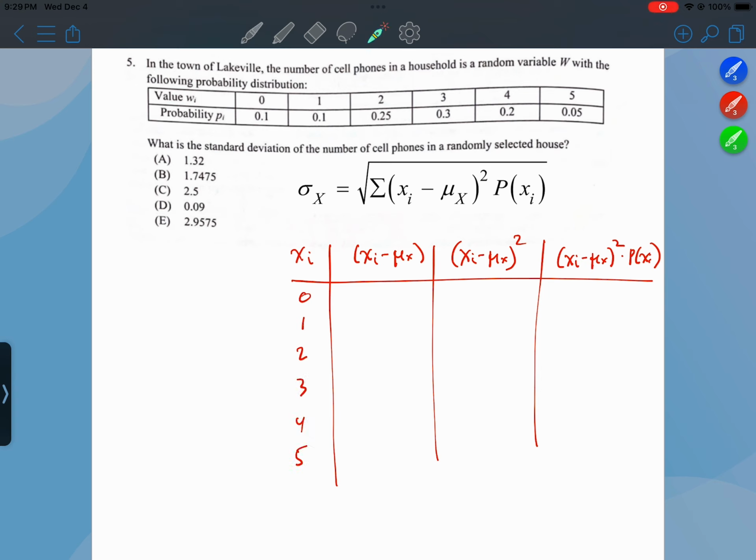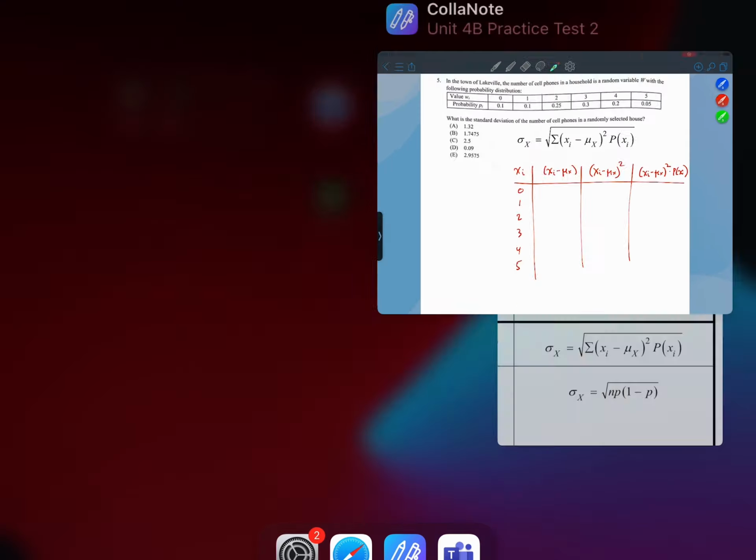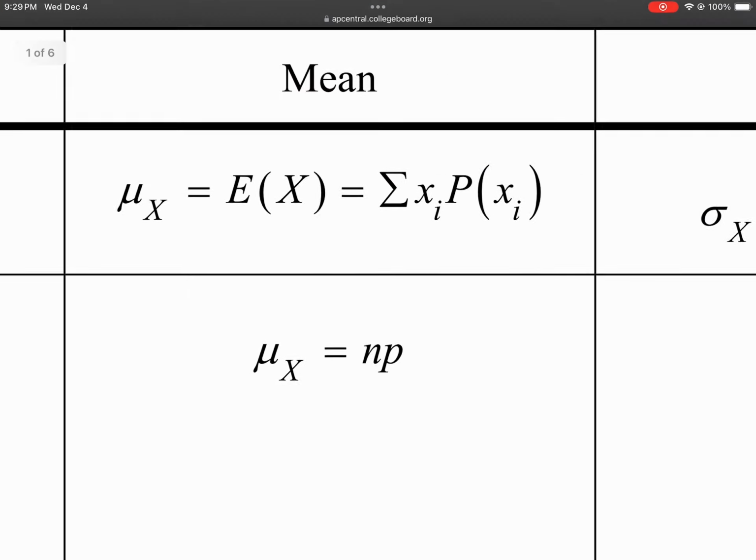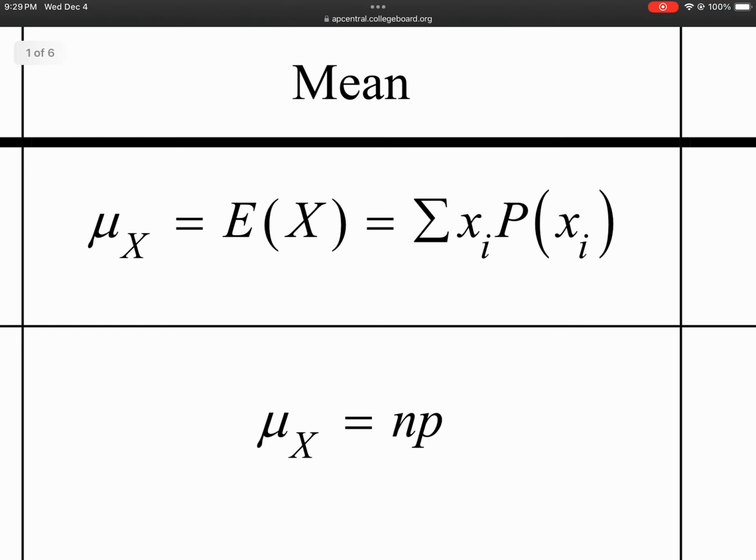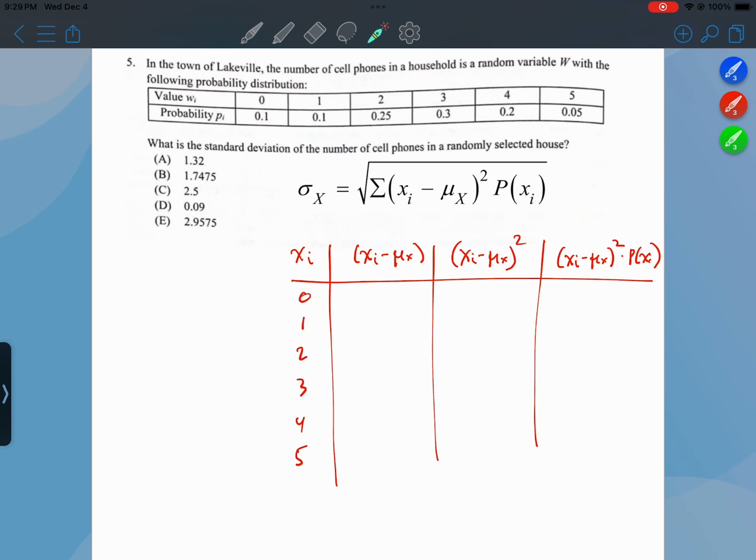Now, the next thing I need to do is find out what the mean is so that I can subtract it from all of these values. Okay. Now, finding the mean is actually not too bad of a calculation. It's taking each x value and multiplying by its probability, and then adding up all those terms. All right, so we can probably do that pretty quickly by hand. Here, I'll use a different color to do that.